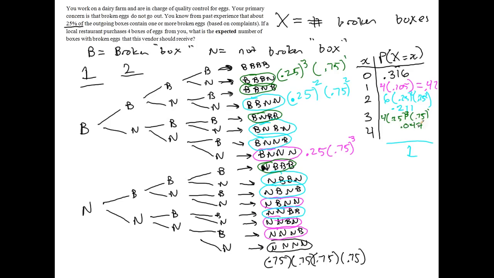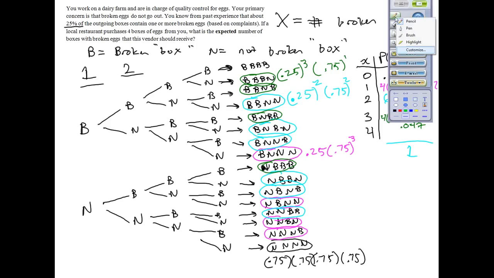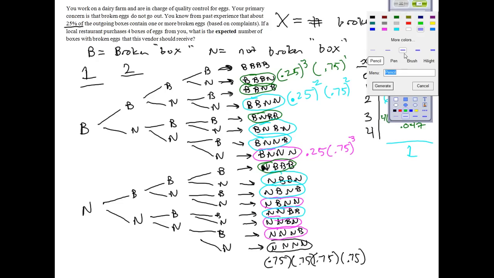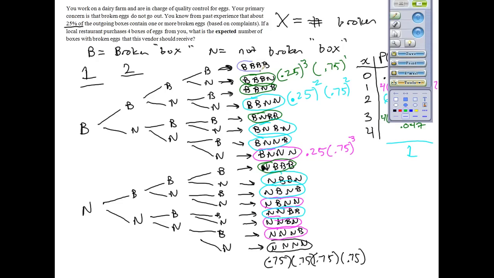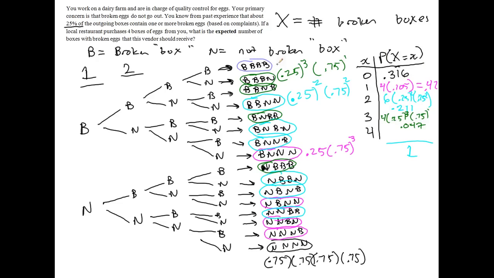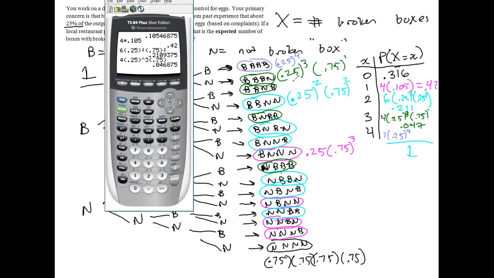So 0.047. And well, there's only one situation in which you get all 4 broken, and that's the situation that you get all 4 that are broken. And that's right there. The chance that 1 is broken is 25%, times 0.25 times 0.25 times 0.25 is really just 1 multiple of 0.25 to the 4th power. And that's going to be 0.25 raised to the 4th power gives us 0.004.